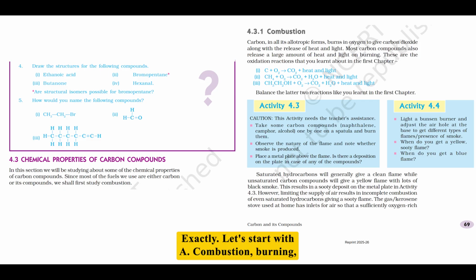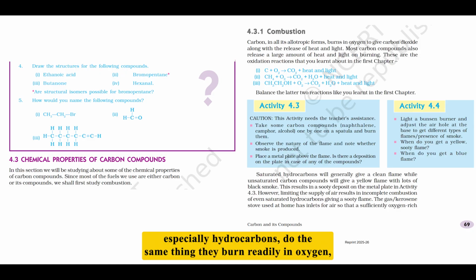Exactly. Let's start with combustion, burning. Carbon, in any of its forms, burns in oxygen. What does it produce? Carbon dioxide and heat and light. Correct. C plus O2 gives CO2 plus heat and light. Most carbon compounds, especially hydrocarbons, do the same thing. They burn readily in oxygen, releasing a lot of energy.